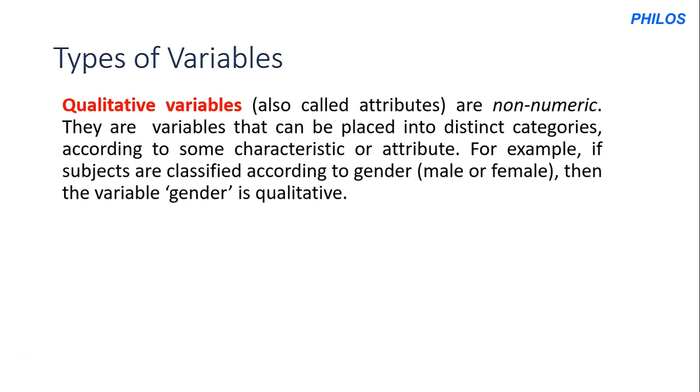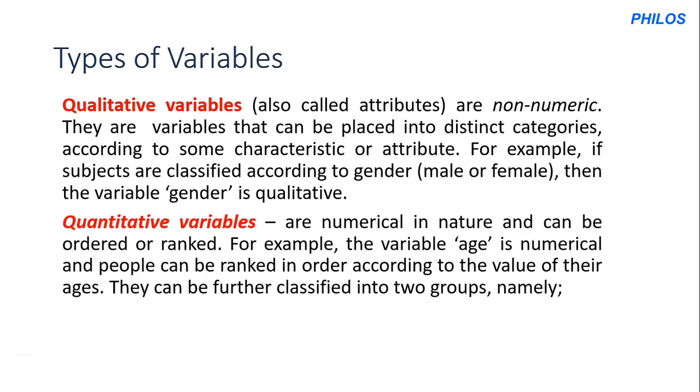Qualitative variable. Now, the second one, which is quantitative variables, are numerical in nature and can be ordered or ranked. You can order them or you can rank them. But when you go to qualitative variables, you can't easily rank them. You can't tell me male is ahead of female or female is ahead of male. No. But for quantitative variables, you can order them. You all know that 5 is more than 3.